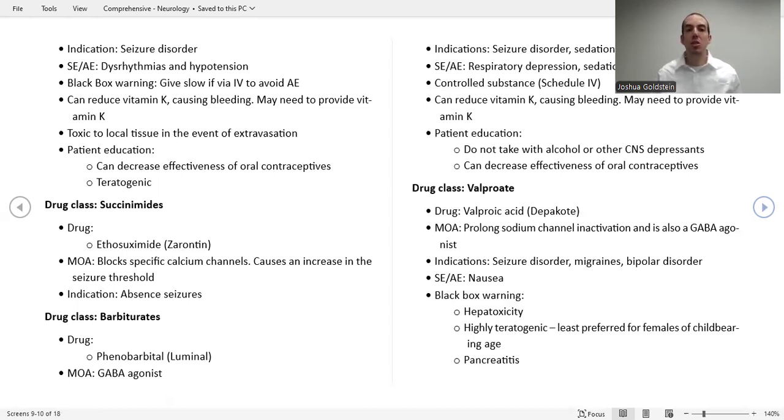Next drug class we have are barbiturates, such as phenobarbital. Again, this is also a GABA agonist. This is also a controlled substance, also used for seizures and sedation. Very similar in many ways to the benzos that we already discussed. Again, it can also cause the same respiratory depression and sedation.